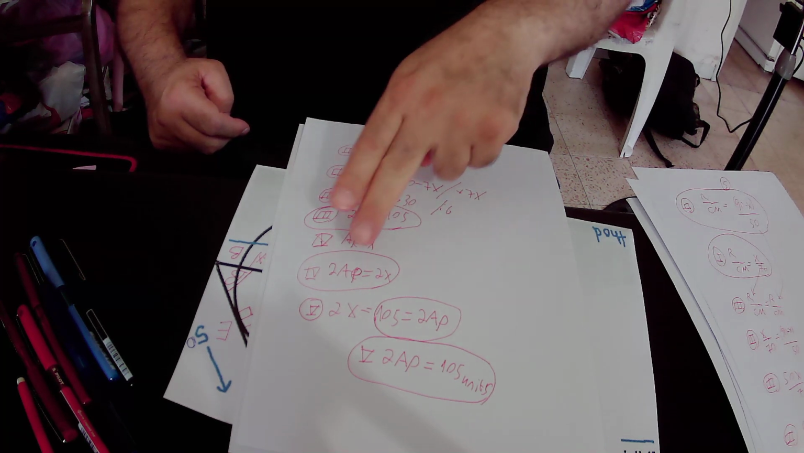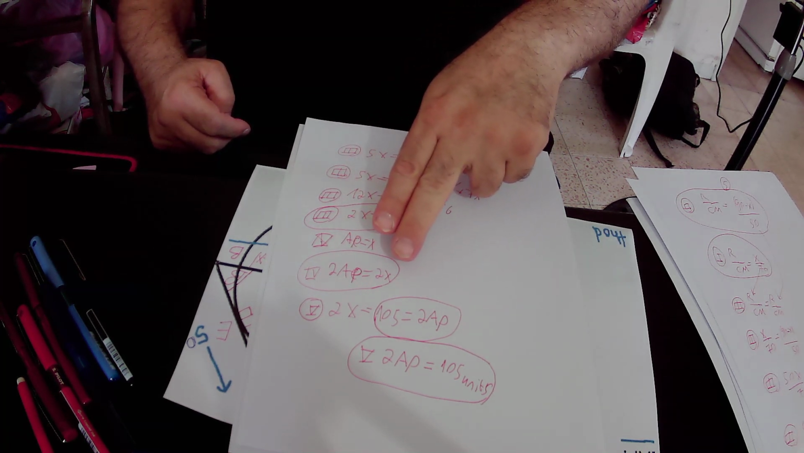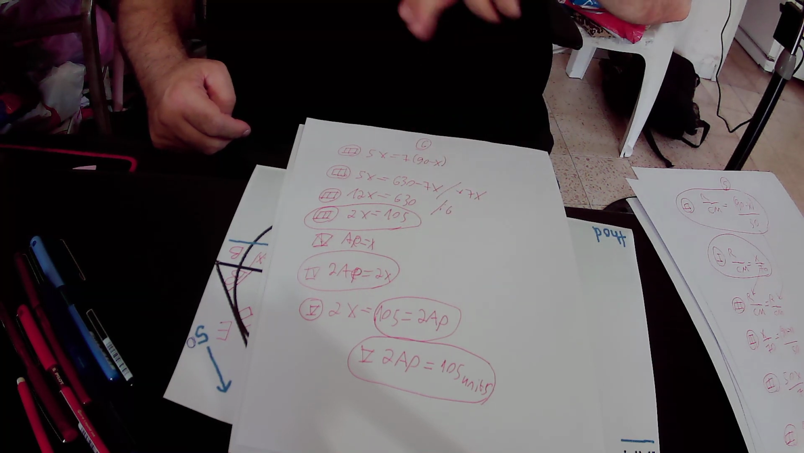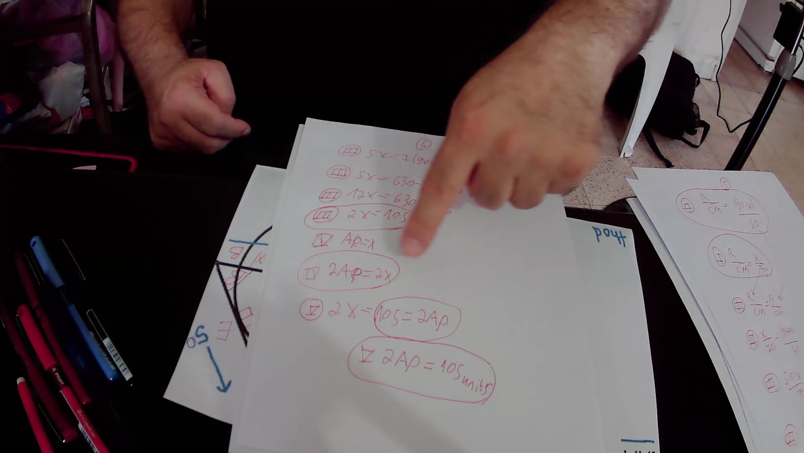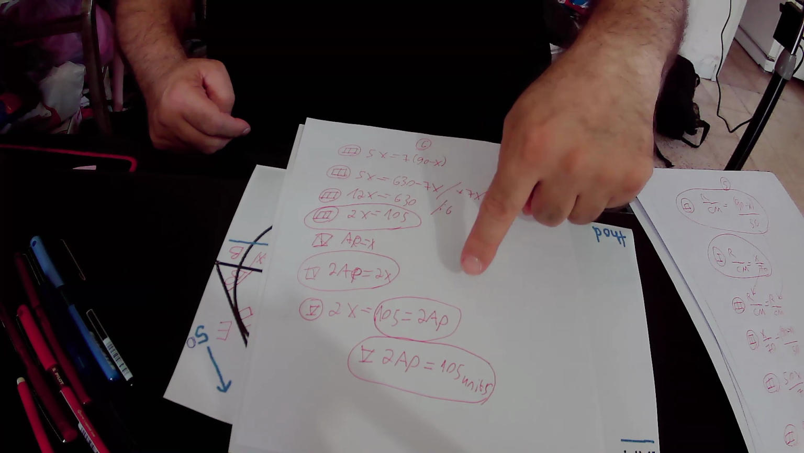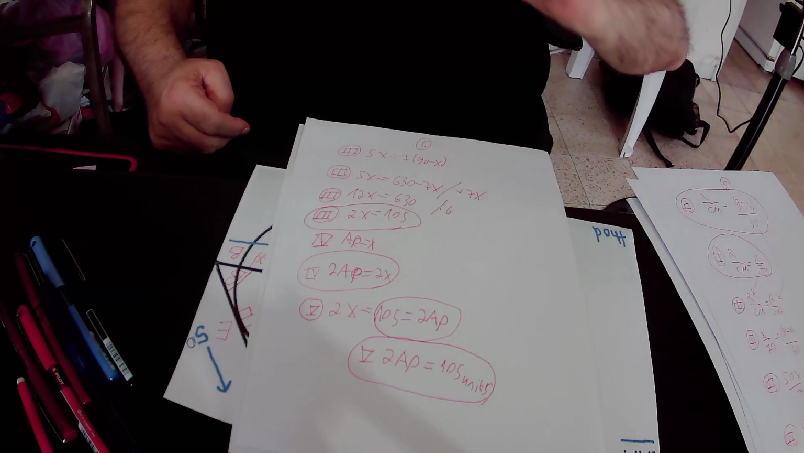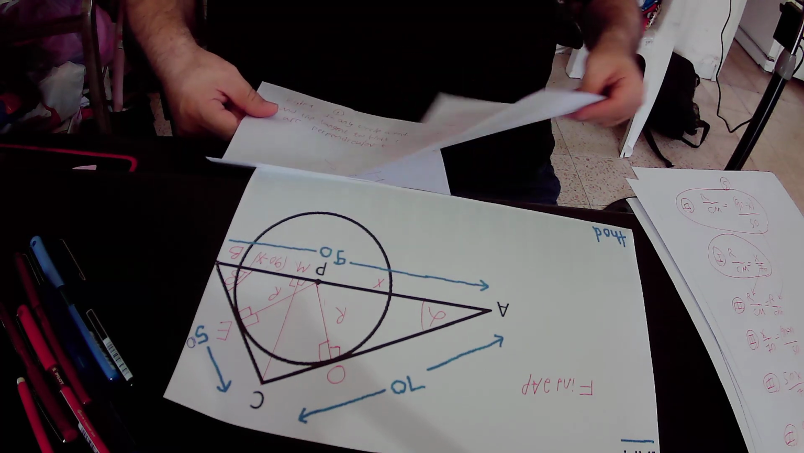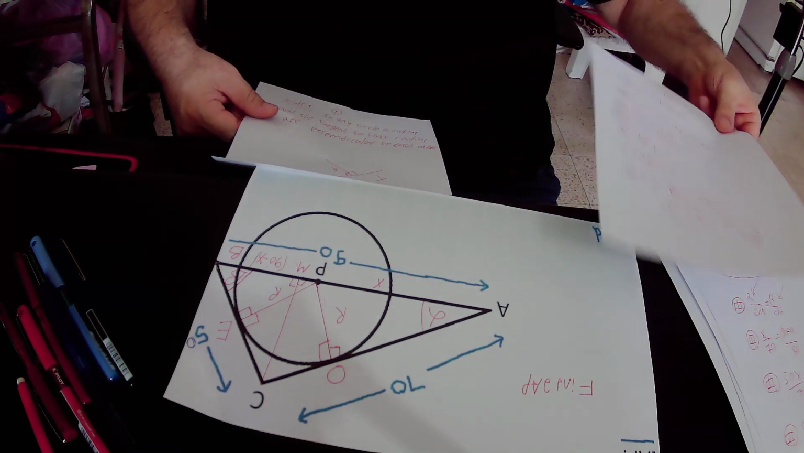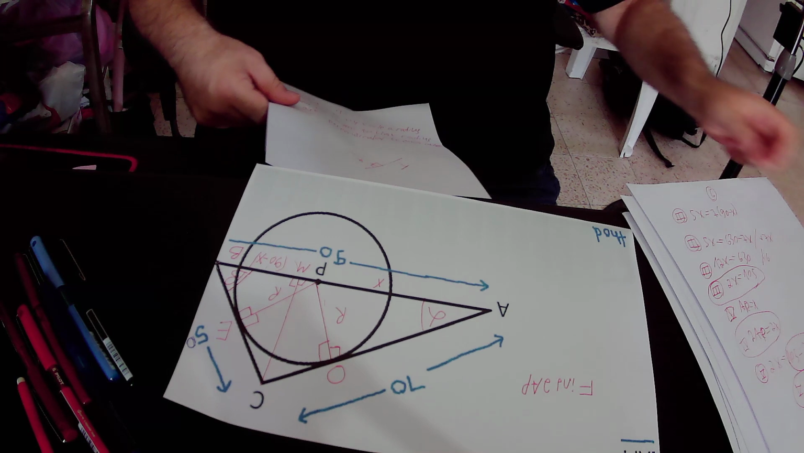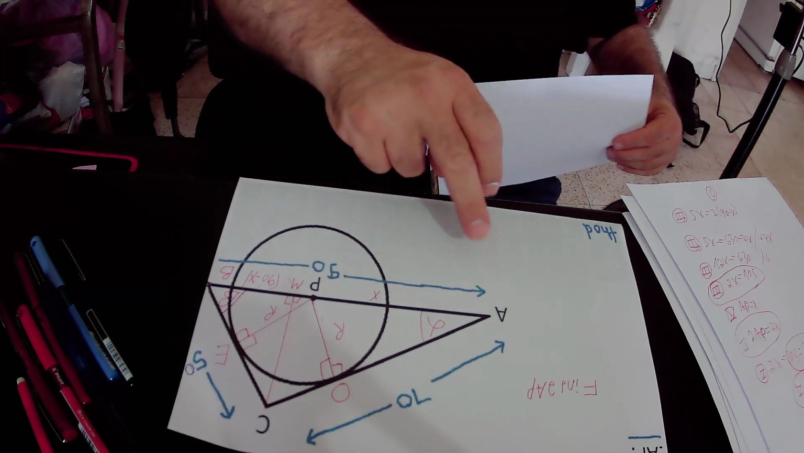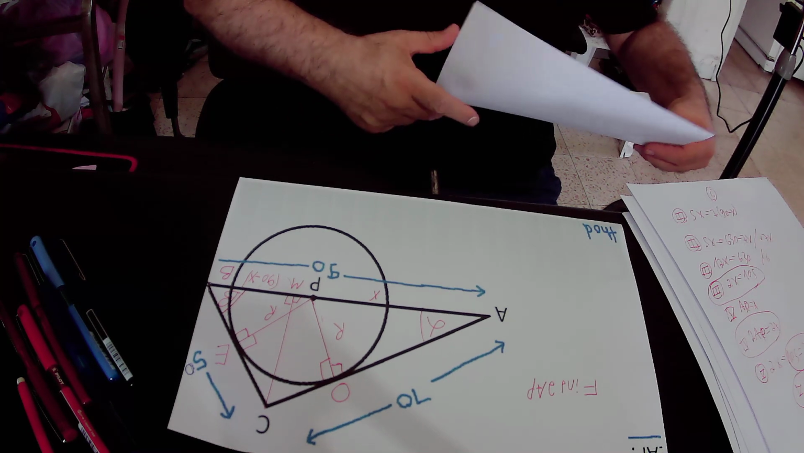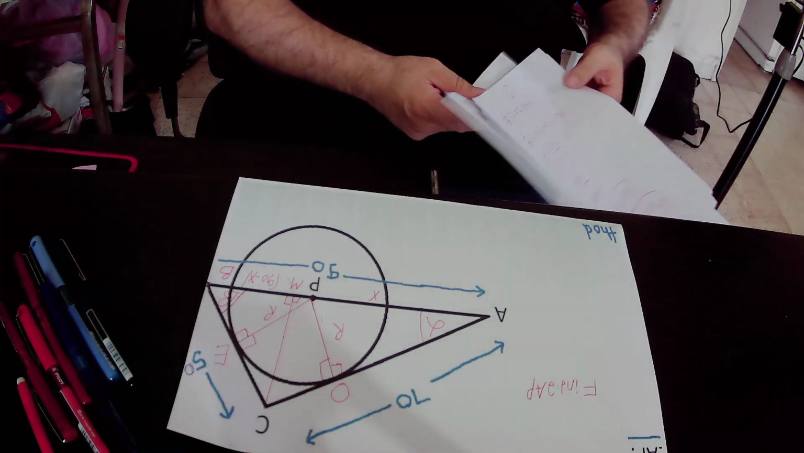So in total we got the equality that 2 times X equals 105 equals 2 times AP. So we got the equality that 2 times AP equals 105 units. And this is our final answer to the question, that the value of 2 times AP is 105 units.